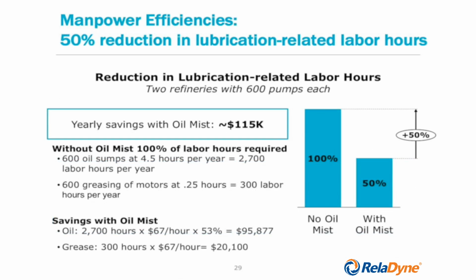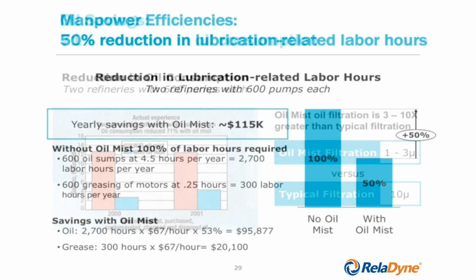The reduction in lubrication-related labor hours we had mentioned very early in the webinar. The yearly savings here in two refineries with 600 pumps each were again compared to each other. And the one that had oil mist was reducing its labor expenditure by $115,000 in a time period of approximately 3.5 years. And so that's what you see on this slide.